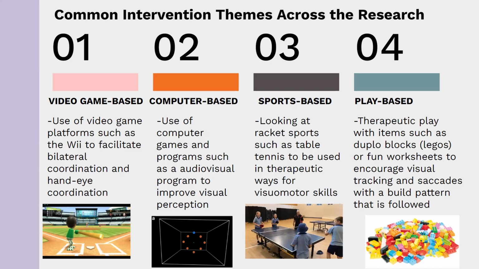For number three, it was a sports-based intervention theme. They looked at the effect of racket sports, with sports such as table tennis, to be used in therapeutic ways to promote visual motor skills. So below the picture is just an example of that.